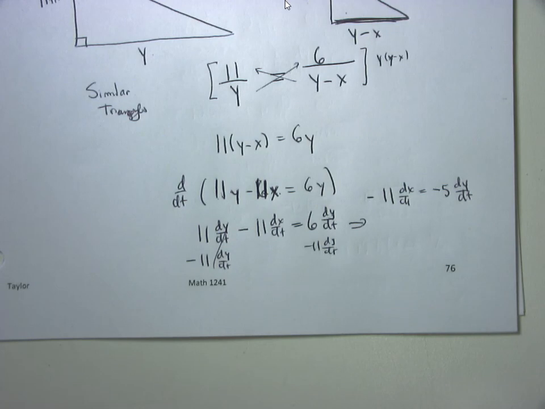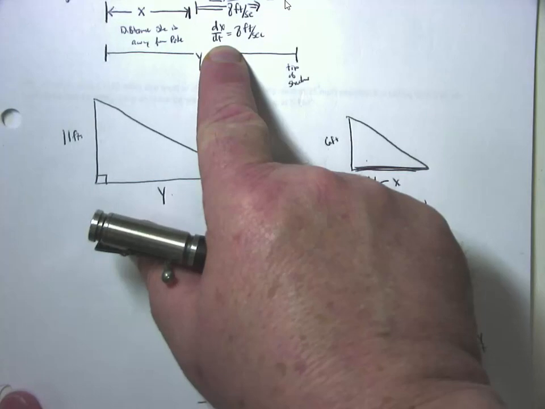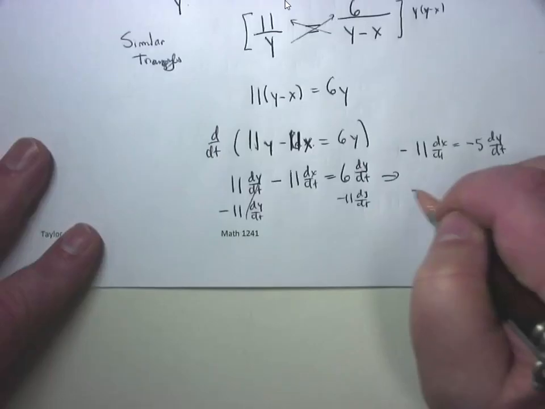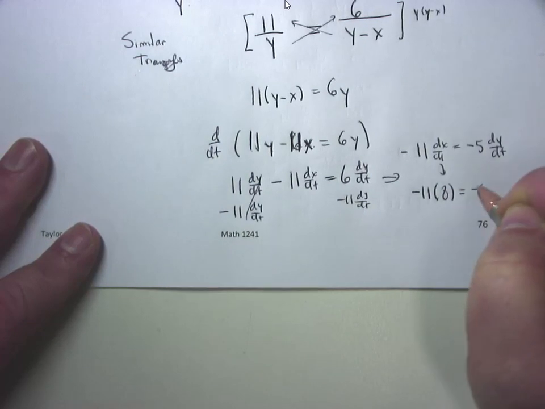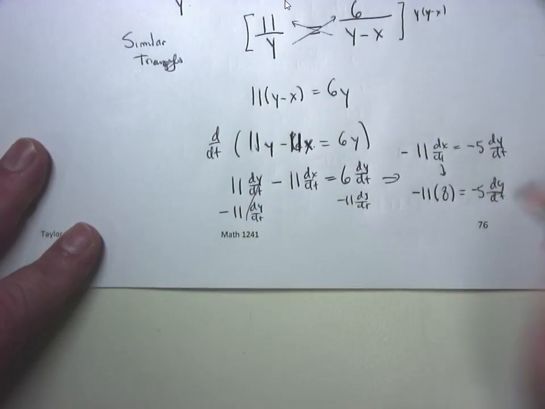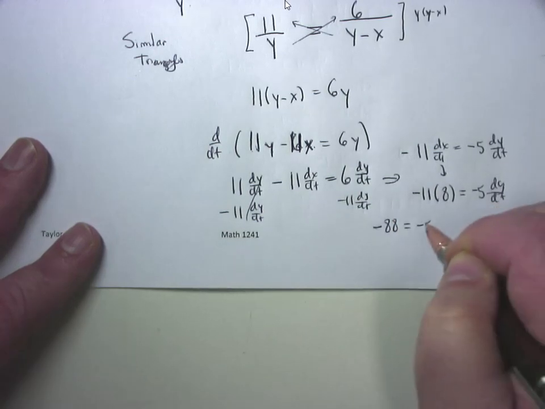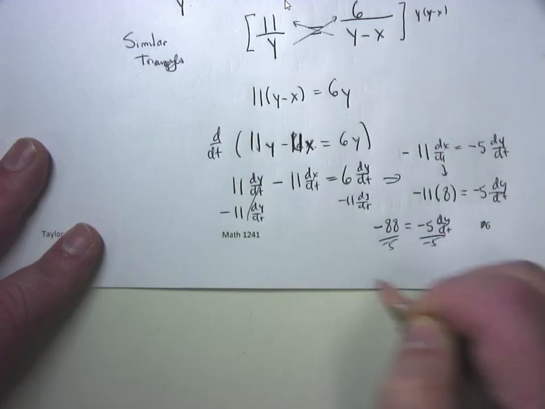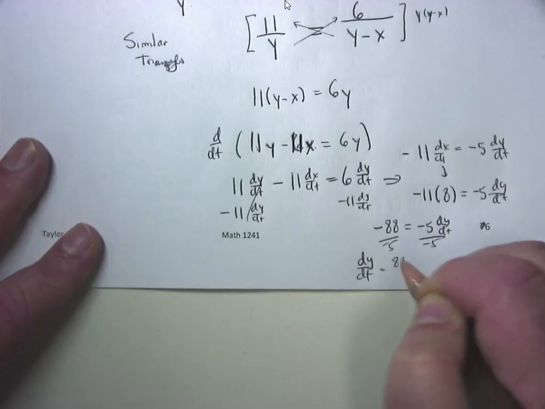Does that make sense? Question. Now, what do we know? We know what dx over dt is, right? How fast is that? 8. So this would be a negative 11 times 8 is equal to negative 5 dy over dt. Well, this gives you negative 88 is equal to negative 5 dy over dt. I would divide by negative 5 on both sides, and I get dy over dt equals a positive 88 over 5.